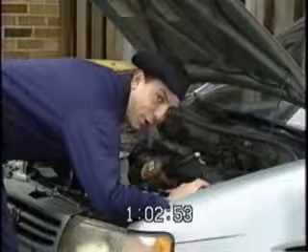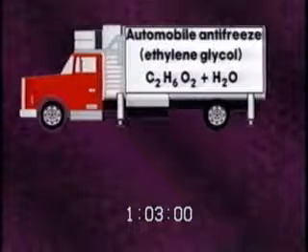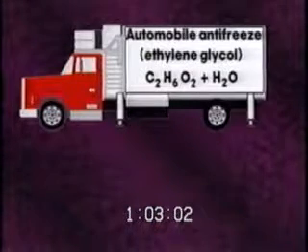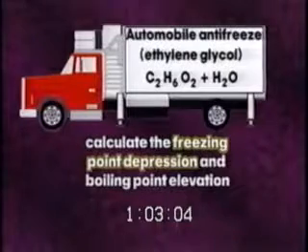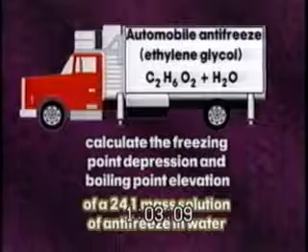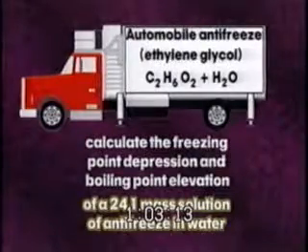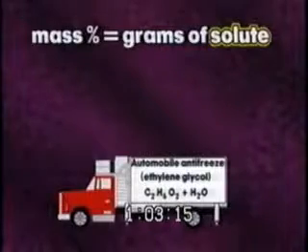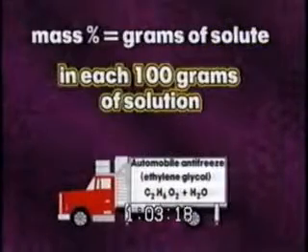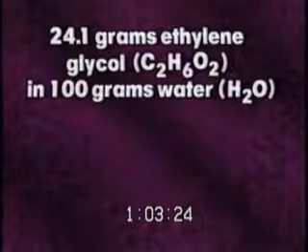All right, let's talk about cars. Automobile antifreeze is made up of ethylene glycol, C2H6O2, and water. So let's calculate both the freezing point depression and boiling point elevation of a 24.1 mass percent solution of antifreeze in water. Remember from before, mass percent is the number of grams of solute in each 100 grams of solution. So there is 24.1 grams of ethylene glycol in 100 grams of water.